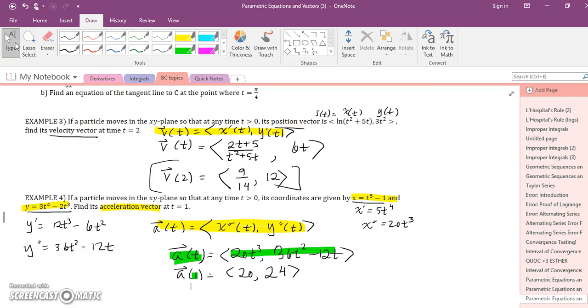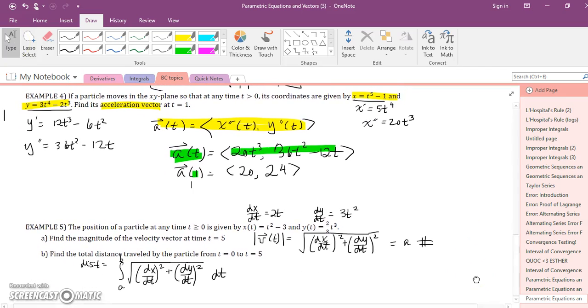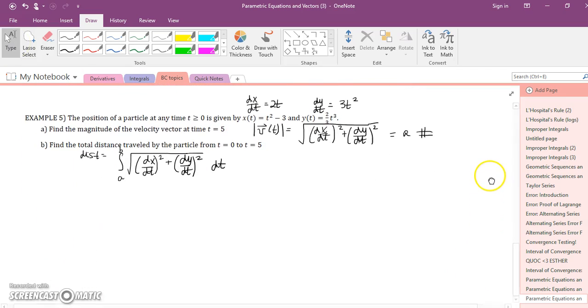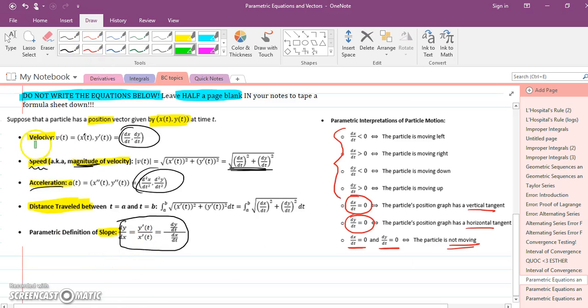Now the next example is just a little bit more involved than the others because it asks for the questions whose formulas are more complicated. I want the magnitude of the velocity vector, which is the same thing as finding the speed, meaning I'm going to end up with a number. And then I also asked for the total distance traveled from 0 to 5 seconds. So notice here we have formulas for total distance traveled, and we also have a formula for speed.